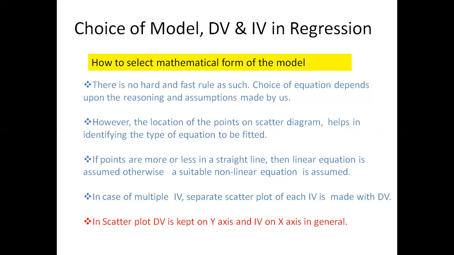When we draw a scatter diagram, it is a practice that we put the dependent variable on the y-axis and the independent variable on the x-axis. Now, the choice of dependent and independent, how do we decide? I have 4 or 5 variables and I want to do regression analysis, then which variable should I take as dependent and which should I take as independent? So again, there is no hard and fast rule for this.